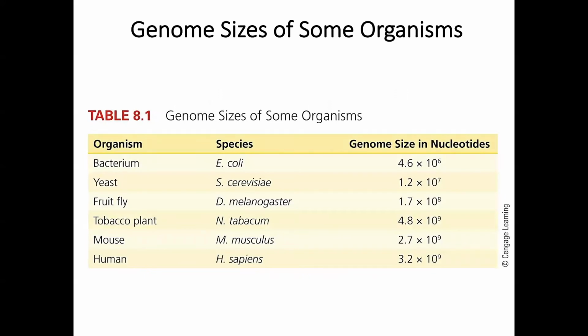This table lists the genome sizes of some organisms. You can see bacterium has, as a prokaryotic organism, a genome size that is rather small in comparison with eukaryotic organisms. However, it is interesting to note that tobacco plant showing here has a bigger genome than we human beings. Therefore, genome size is not always correlated with genome complexity. So we'll learn the reason in our future lectures.